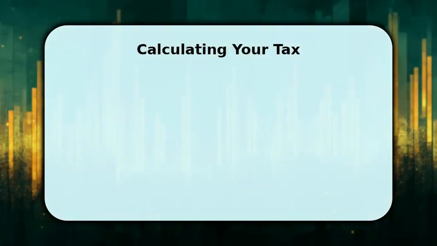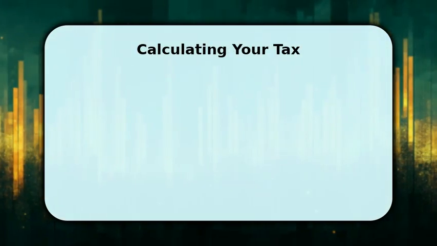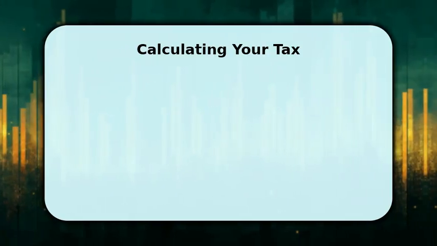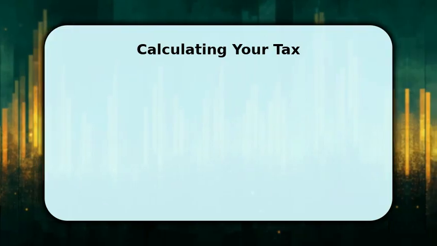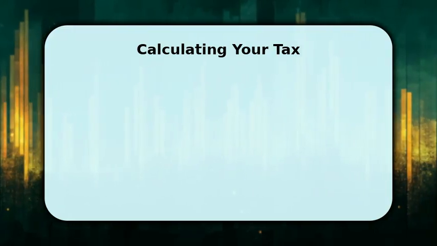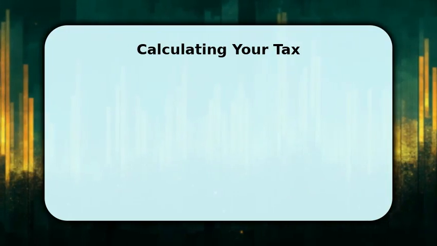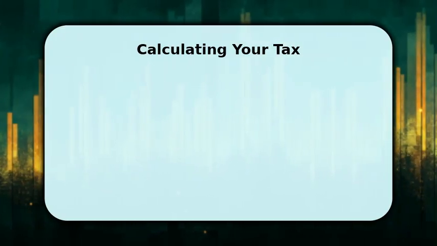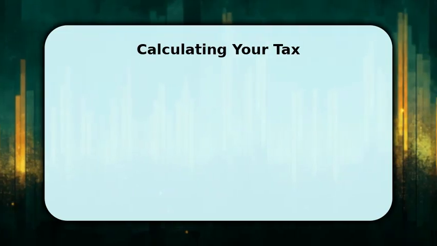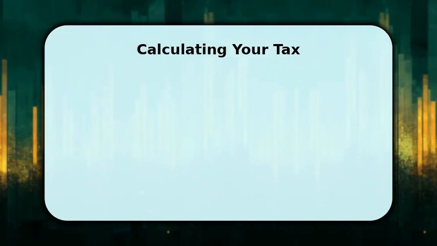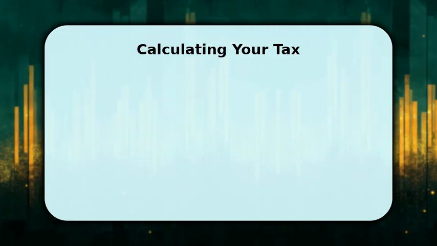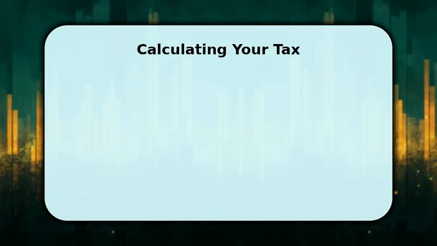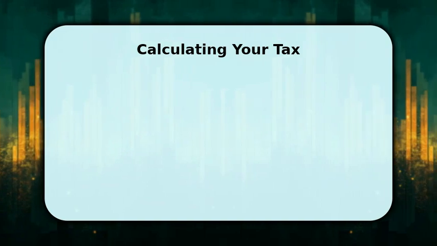To calculate your self-employment tax, begin by finding your net earnings from self-employment. This is your gross income minus allowable business expenses. Next, multiply your net earnings by 92.35% to determine the amount subject to self-employment tax. Then, apply the Social Security tax rate of 12.4% up to the annual earnings limit, plus the Medicare tax rate of 2.9% on all net earnings.